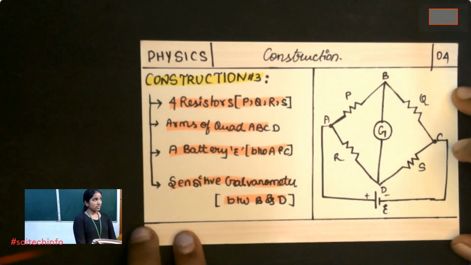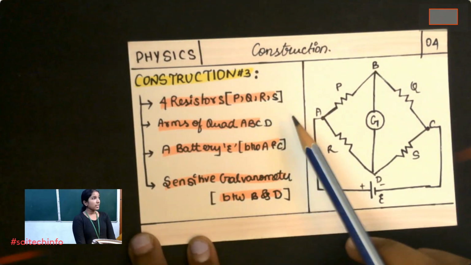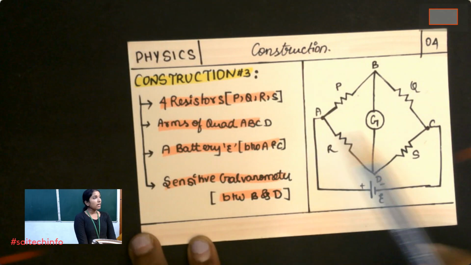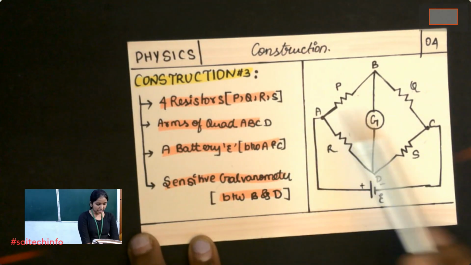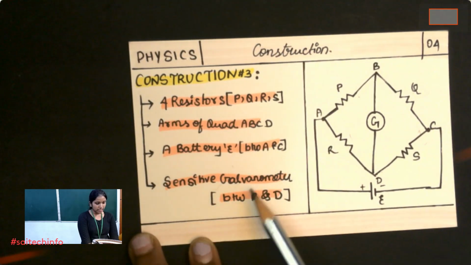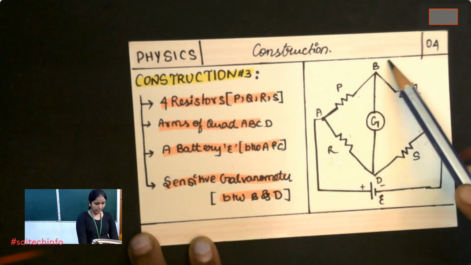So the construction is the same, that is the 4 resistors P, Q, R and S, and the arms of the quadrilateral A, B, C, D, and the battery between the A and C junction, and the sensitive galvanometer between B and D.